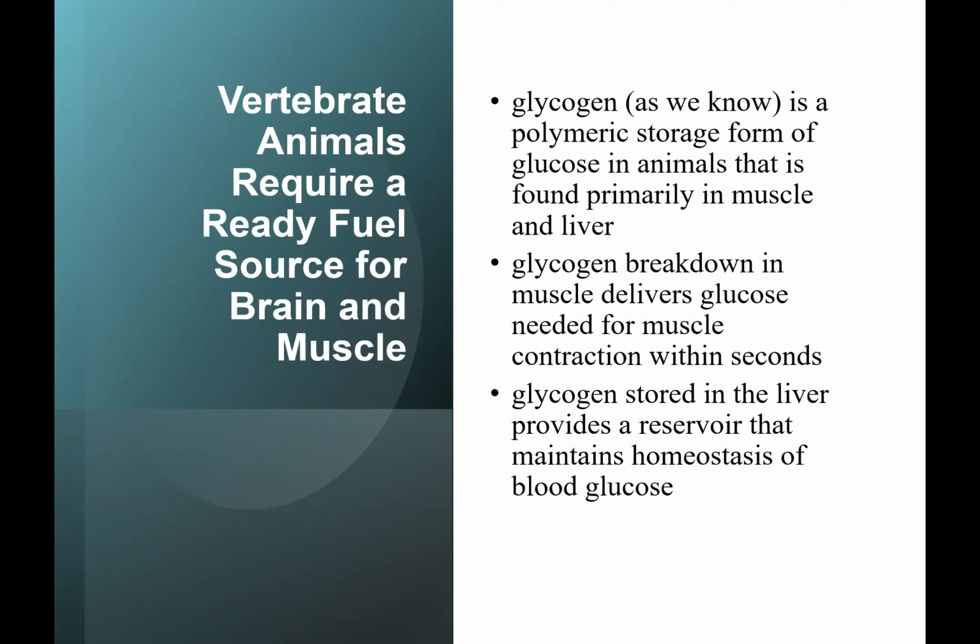In particular, we need a ready source of fuel for brain and muscle. And since we already have studied in a preliminary way the structure of glycogen, we know more or less what it is, the polymerization of glucose into a branched molecule. In animals, it is found primarily in the muscle and even more so in the liver. If we break glycogen down directly in the muscle, this can get a glucose energy source going for muscle contraction within seconds. And if it's stored in the liver, we have a reservoir, because the liver, as I've mentioned previously, is really in the business of regulating the availability of glucose in the body overall, i.e. homeostasis.